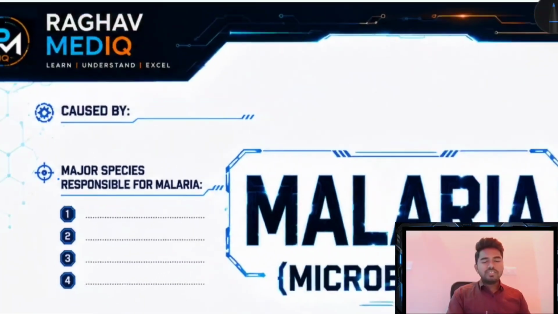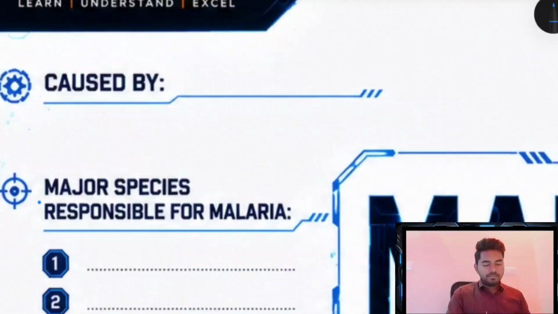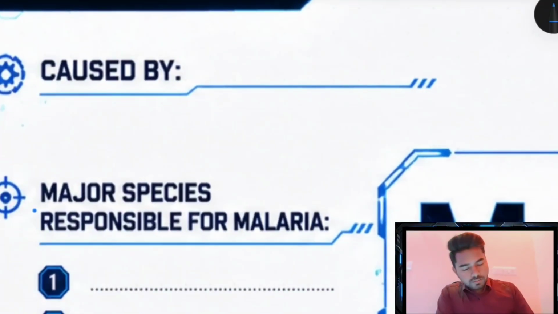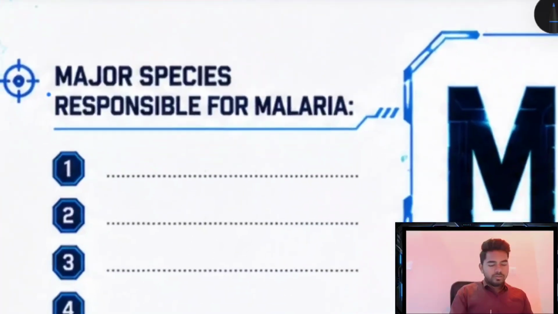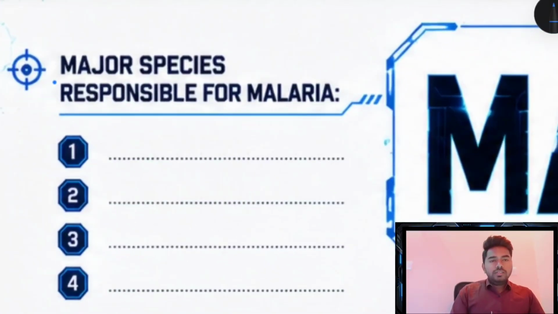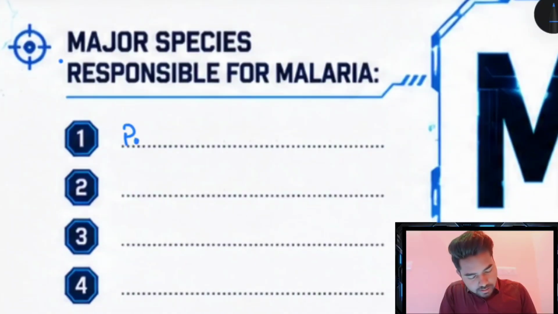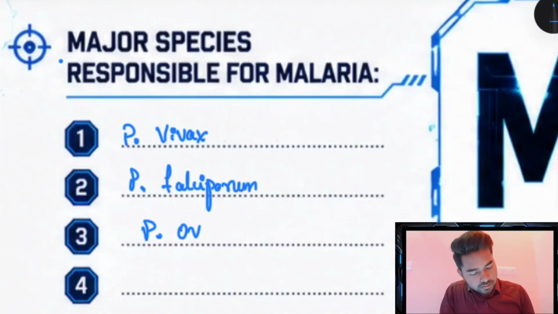First we'll look at the microbiology part. Malaria is caused by Plasmodium species. Then there are four major species of Plasmodium. First is Plasmodium vivax, then Plasmodium falciparum, Plasmodium ovale, then Plasmodium malariae.